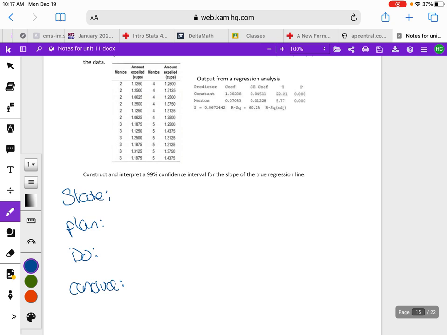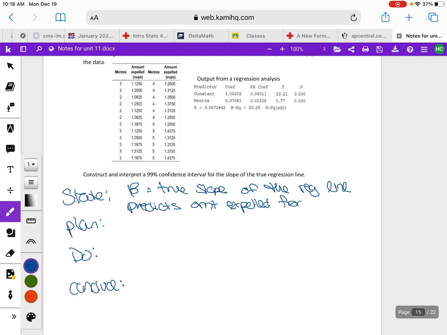In your state, we're wishing to estimate beta, which is the true slope of the regression line that predicts, what are we predicting? Predicts amount expelled from number of Mentos. And then we would also need to say at 99%.